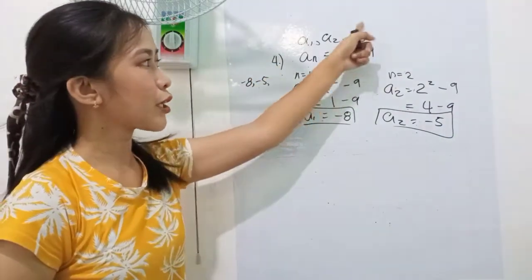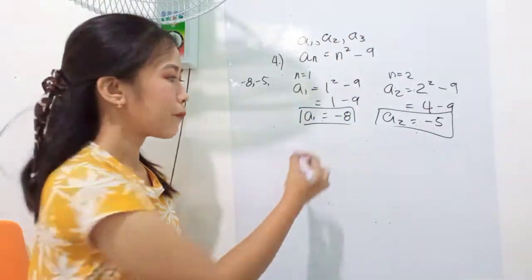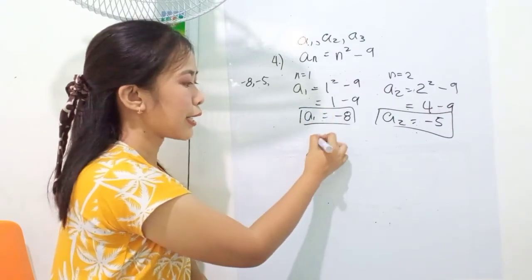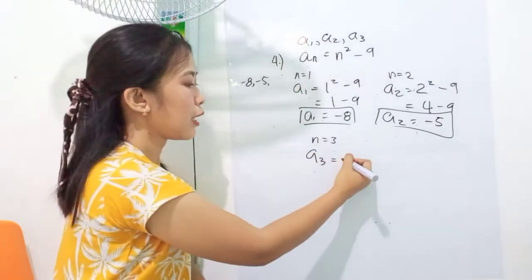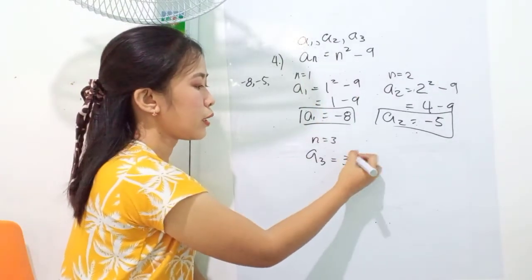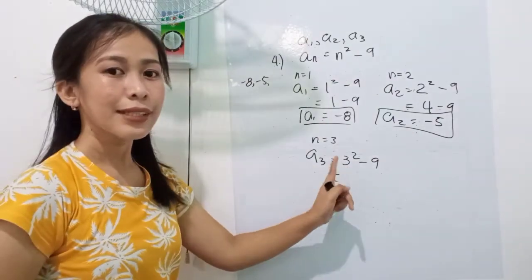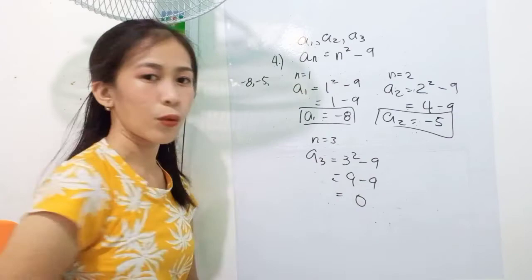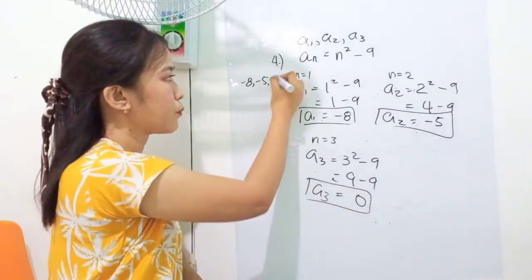Now, for the last term na hinahanap natin, or the third term, is a sub 3. A sub 3 is equal to, okay, n is equal to 3. Okay? Now, we have 3 squared minus 9. Okay? And then, 3 times 3 is 9. Minus 9 is equal to 0. Therefore, our third term is 0.